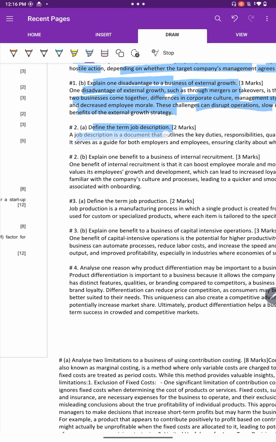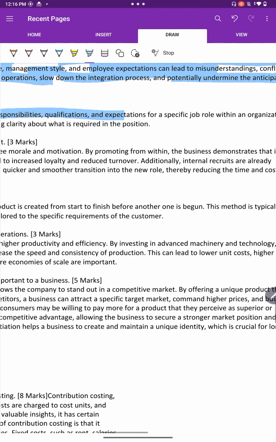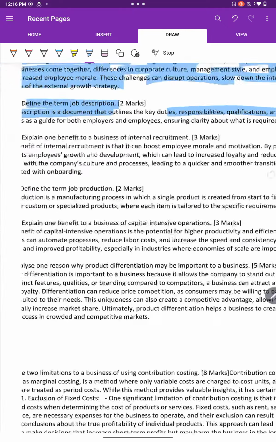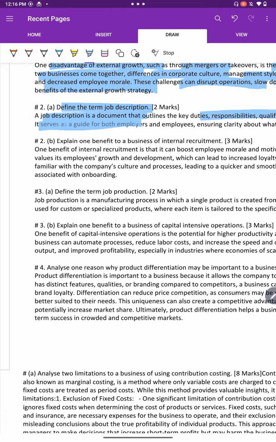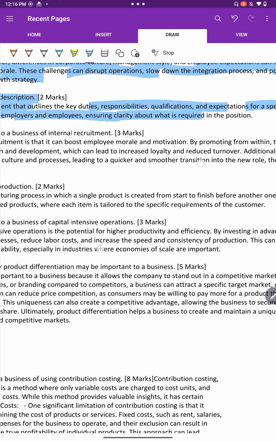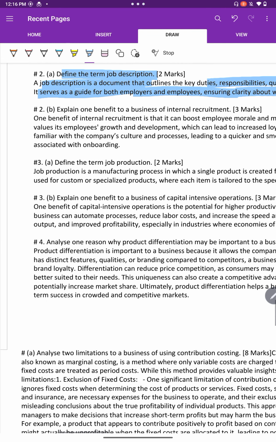A job description is a document that outlines the key duties, responsibilities, qualifications, and expectations for a specific job role within an organization. It serves as a guide for both employer and employees, ensuring clarity about what is required in the position. Next one would be explain one benefit to a business of internal recruitment.